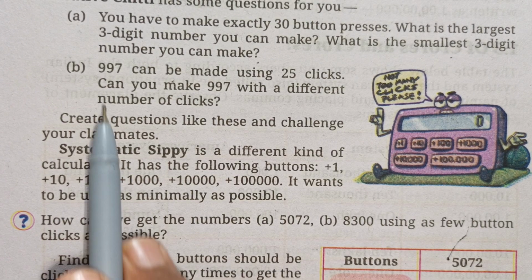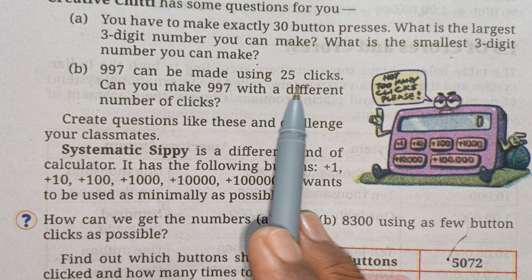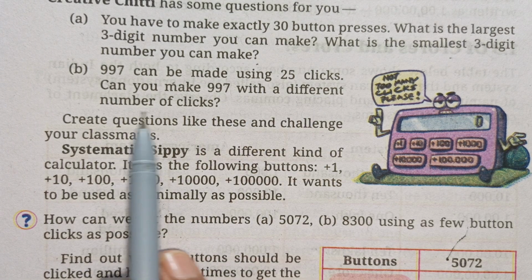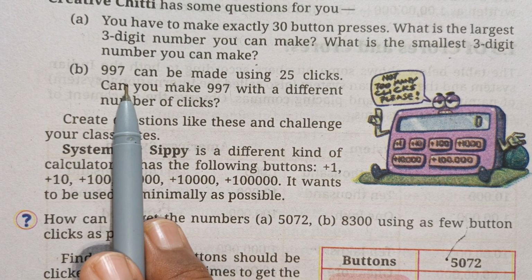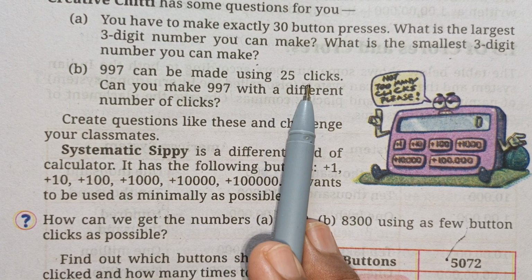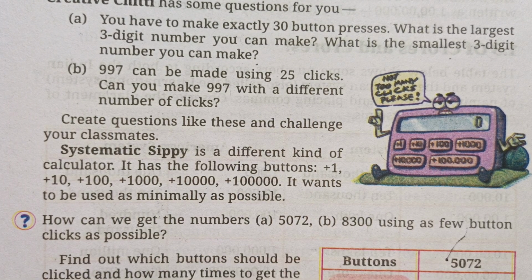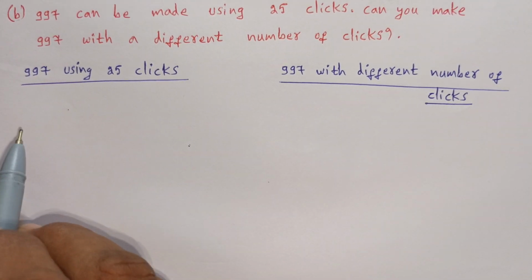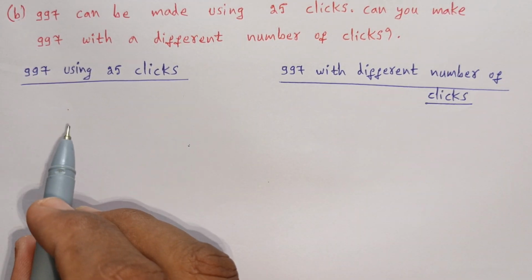So in this, one more bit is given. 997 can be made using 25 clicks. Can you make 997 with a different number of clicks? So first we will see how we are getting 997 with the 25 clicks. Then we will try for a different combination. So first we will see here 997 using 25 clicks.